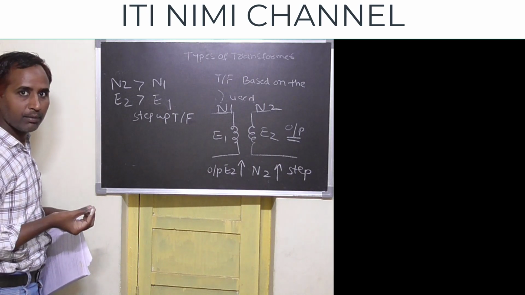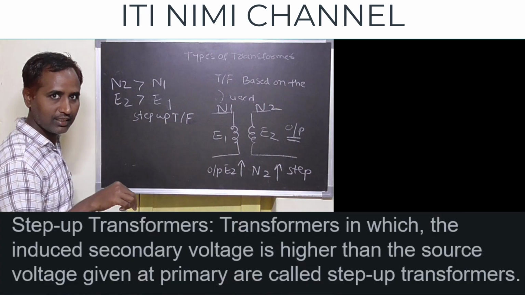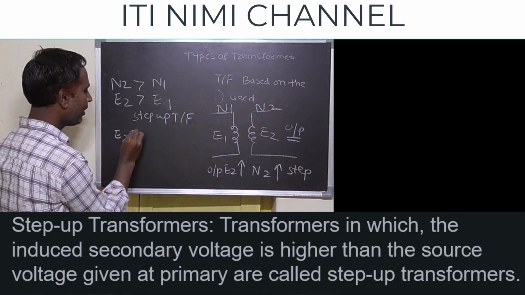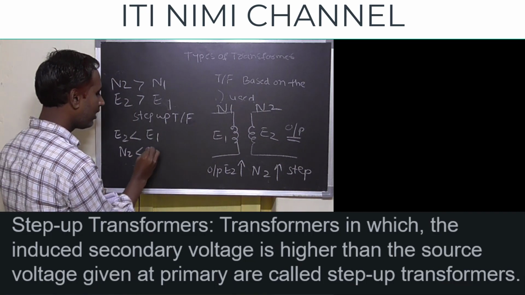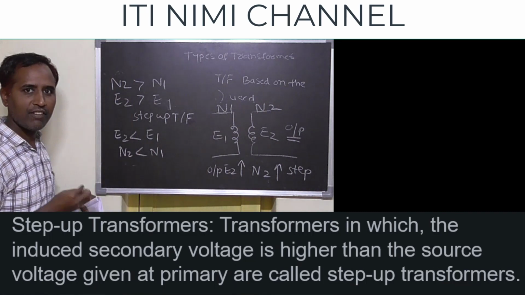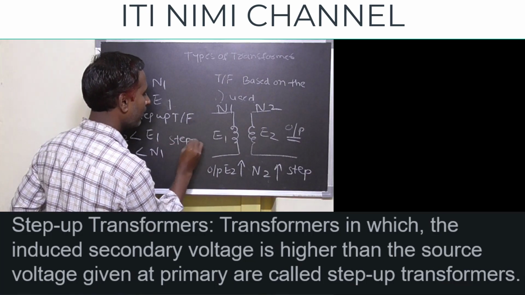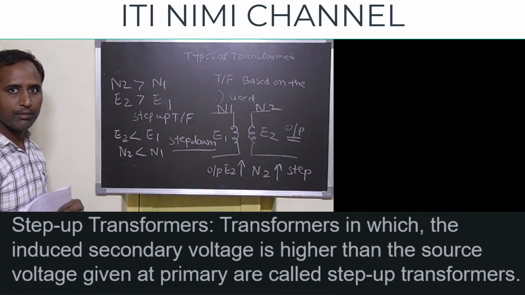Step down transformer means the output voltage is less, which means E2 is less than E1 and N2 is less than N1. This type of transformer we call a step down transformer. This is a very important point.